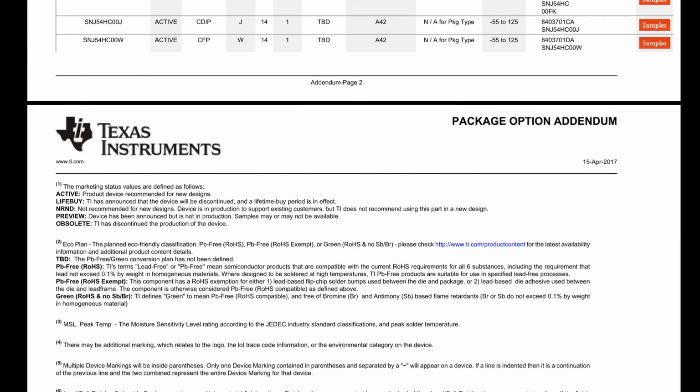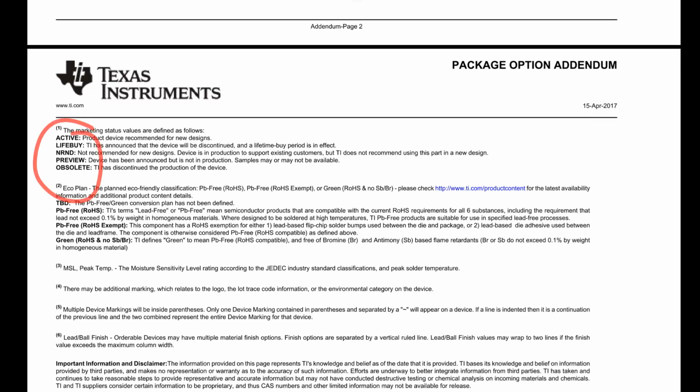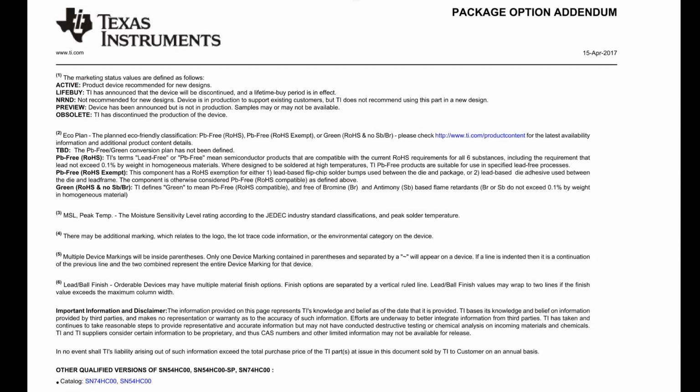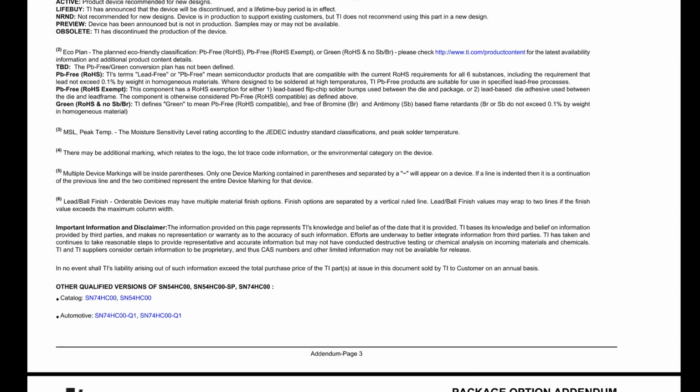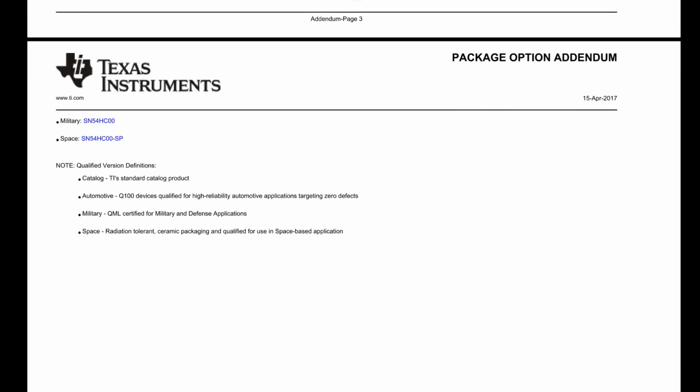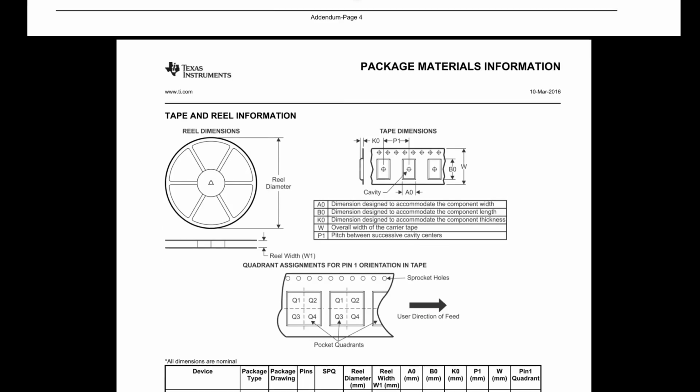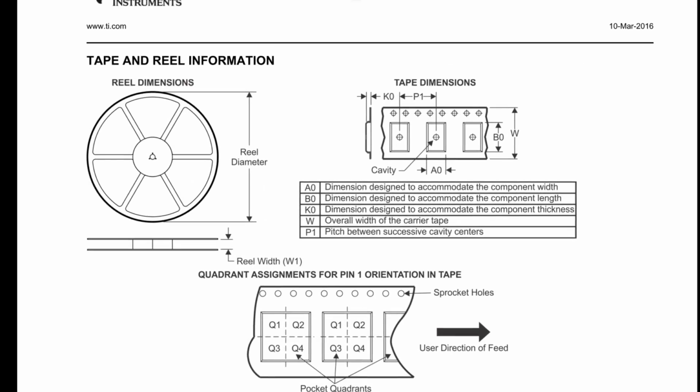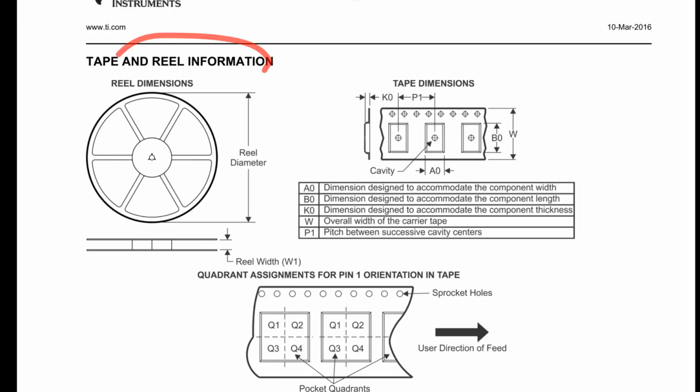And it looks like we've got more corporate waffle about lifetime buys and things like that if they make it obsolete. Nothing else happening. Now you package aficionados, here we go. Here's the tape and reel information. This matters when you're getting your device manufactured. Your assembly house really wants to know this. It's a standard SO type package, so they're probably just going to be able to handle it.